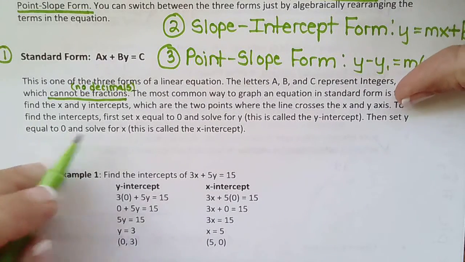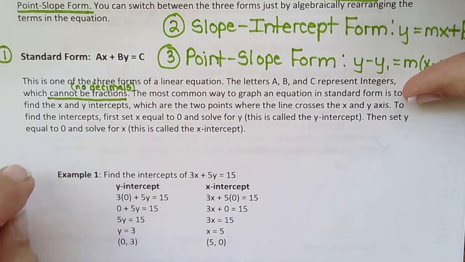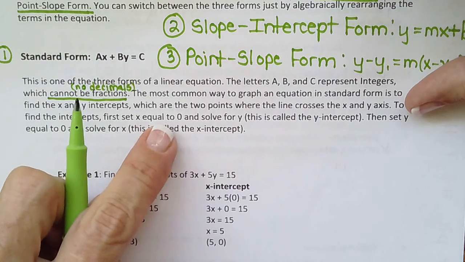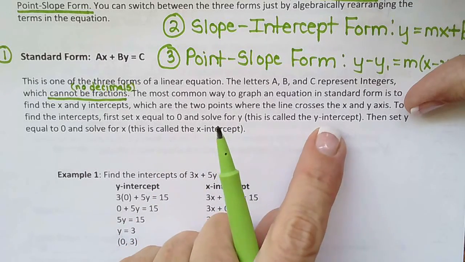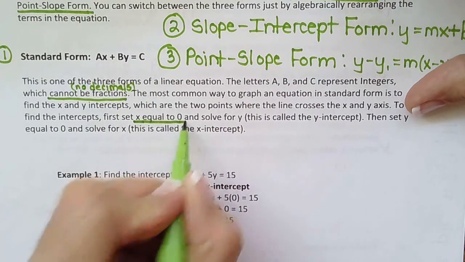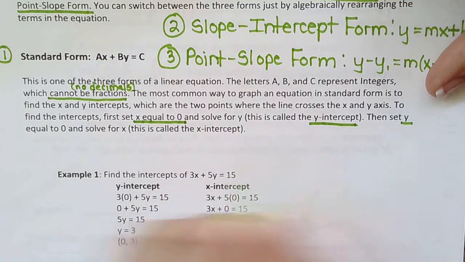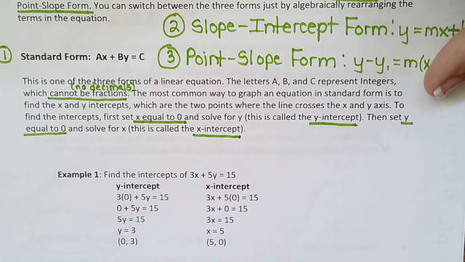X and y intercepts are two points where the lines cross the x and y axis, which we learned. To find the intercepts, first set x equal to 0 and solve for y. We learned in Module 6 that's called the y-intercept when we set x equal to 0. Then we set y equal to 0, and we call that the x-intercept.